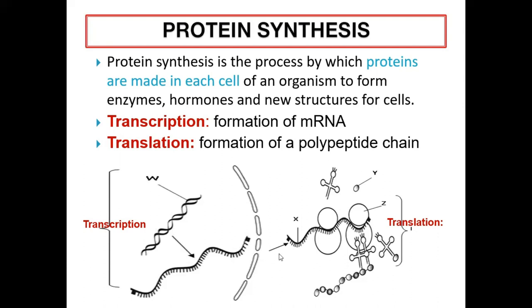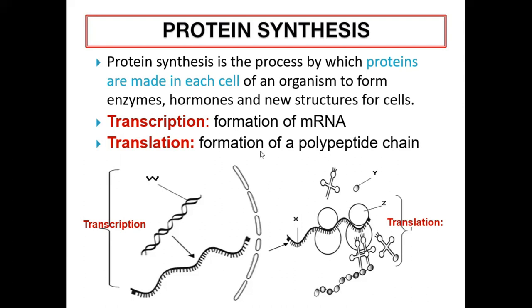Then this messenger RNA will move out of the nucleus via the nuclear pore, and then it goes to the ribosome. You see, these are the ribosomes. This messenger will align itself on the ribosome, and then the transfer RNA will bring the amino acids to this ribosome, and then a chain of amino acids is formed. Therefore, this process whereby the messenger brings in and the transfer RNA brings in the amino acids, and the chain is formed, is called translation. So the major difference between transcription and translation: transcription occurs in the nucleus, while translation occurs in the cytoplasm.